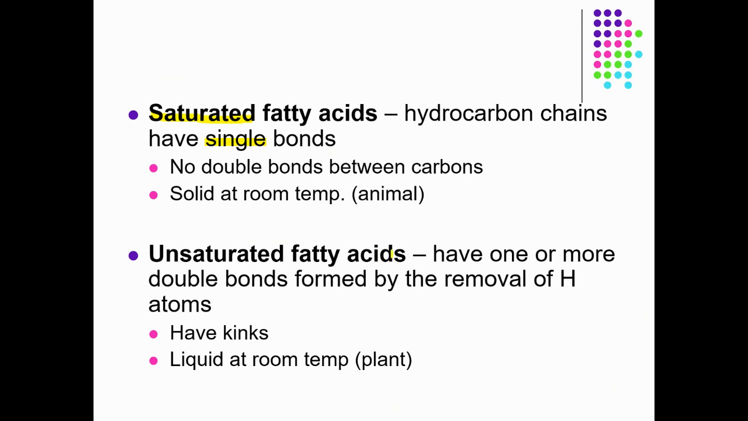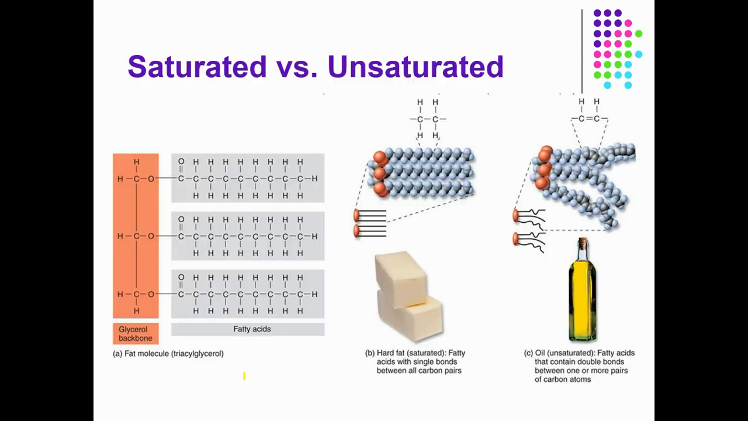And so what happens is it creates that very rigid structure. These are the ones that are solid at room temp. These are going to be your animal fats. Now, the other type are unsaturated. The reason they're unsaturated is because they have 1 or more double bonds. When that happens, it causes the fatty acids to kink, okay? And when they're kinked, they can't join up so uniformly, and that's what causes them to be a liquid.